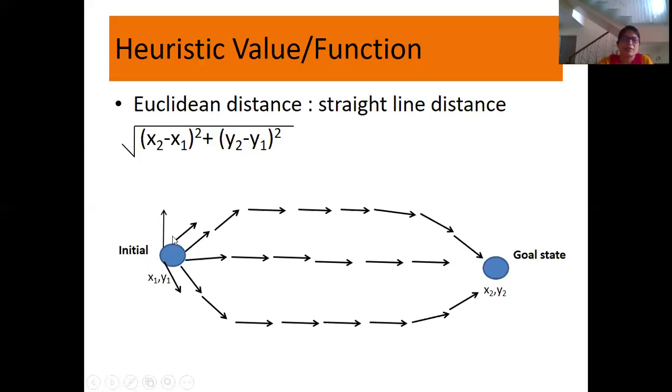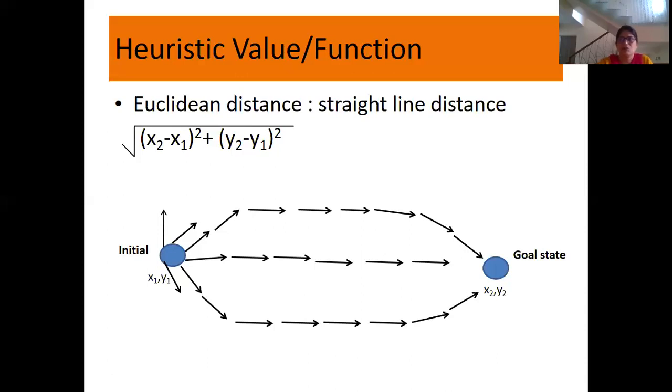There are multiple paths available. You can follow this path, or this path. But if you look at the diagram carefully, you can see the minimum distance is nothing but traveling in a straight line from the initial state to the goal state. If you take this path, it will take more time to reach. Even this path will take more time. Even if you explore these, some paths may not reach the goal state at all.